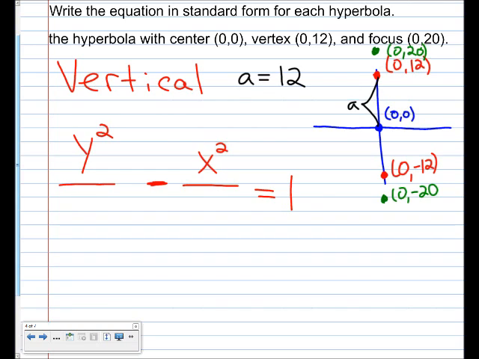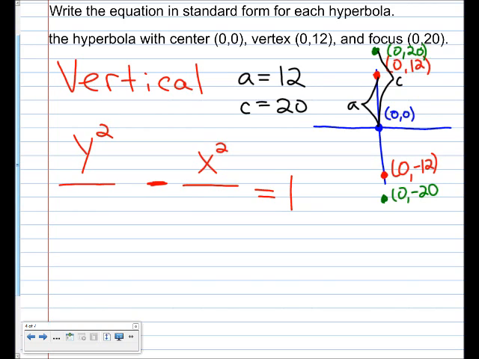They also gave us C. How do you know that, Adrian? Whenever they give you a focus point, they're also giving you letter C. That's the distance from the center to a focus point, which in this case is 20. Very good. So now I know that in my formula, I need to use which one of these? I need to use 12. But am I going to use 12? What am I going to do to it? I'm going to square it.